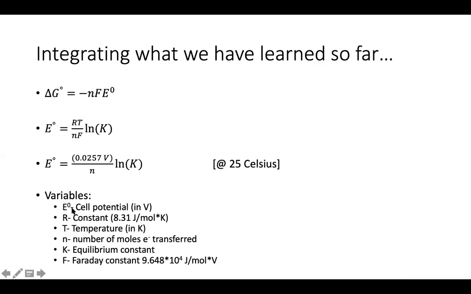Okay, now the variables are all listed here. So E naught is our cell potential measured in volts. R is a constant. It's 8.31 joules per mole Kelvin. Our temperature's in Kelvin. N is going to represent the number of moles of electrons transferred during the reaction. And so we will get into this a little bit more on the next slide where we look at an example of that. K represents our equilibrium constant. And then F is Faraday's constant, which is 9.648 times 10 to the fourth joules per mole times volts. Okay, so that F is a constant.